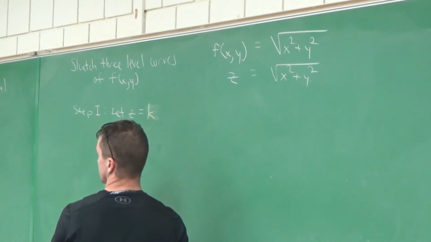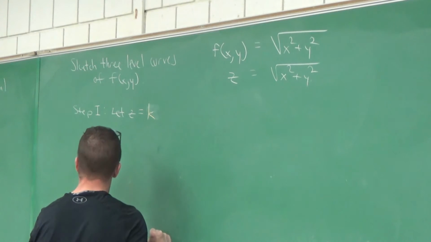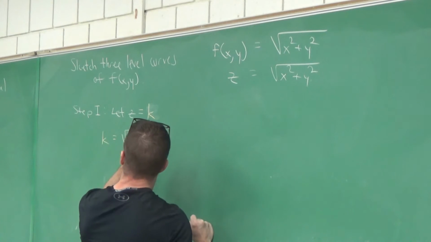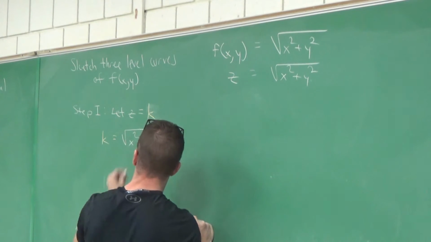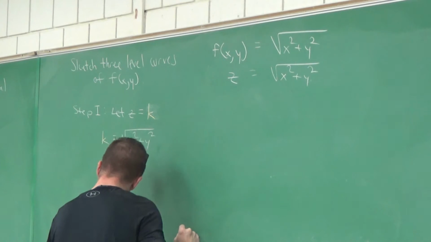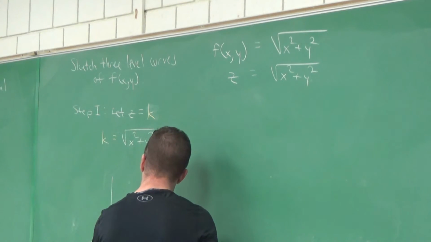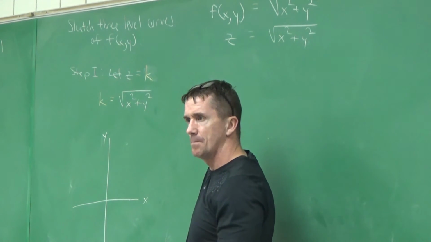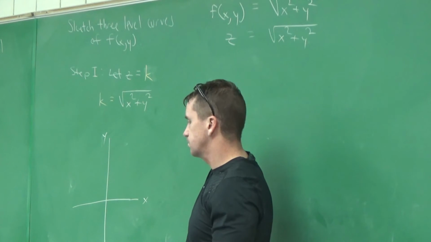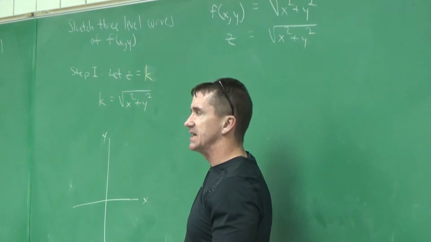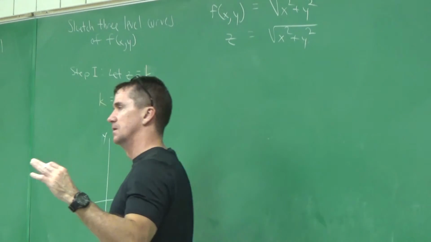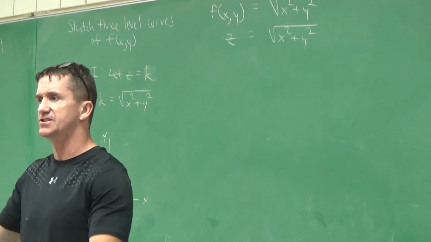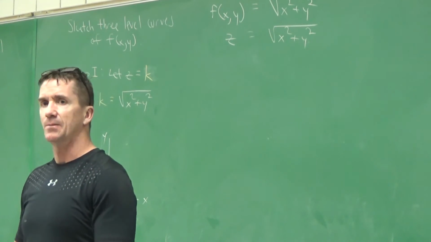Your next step is to write it out. What do you now have? k is equal to, what do you have here? The square root of x squared plus y squared. And we're going to sketch curves in the xy plane. So whenever you hear level curve, it should always be xy plane. Exactly. When you hear level curves, we're thinking xy plane. I'm going to make sketches in the xy plane. And it'll be level curves.